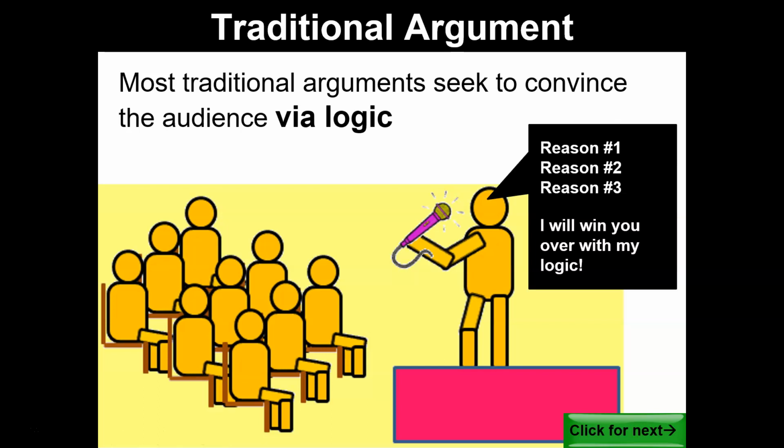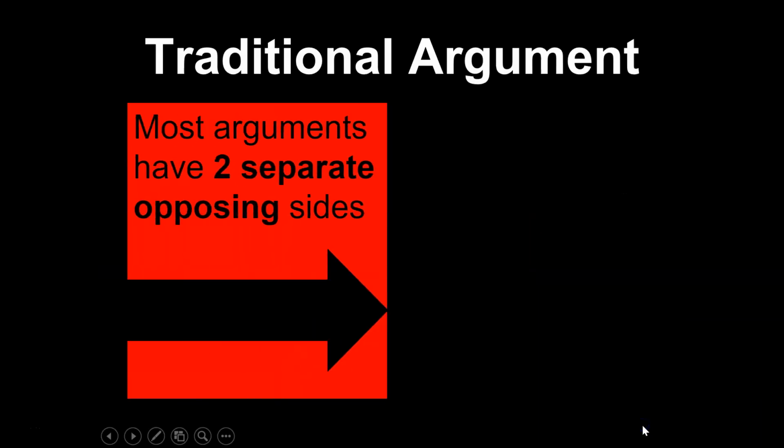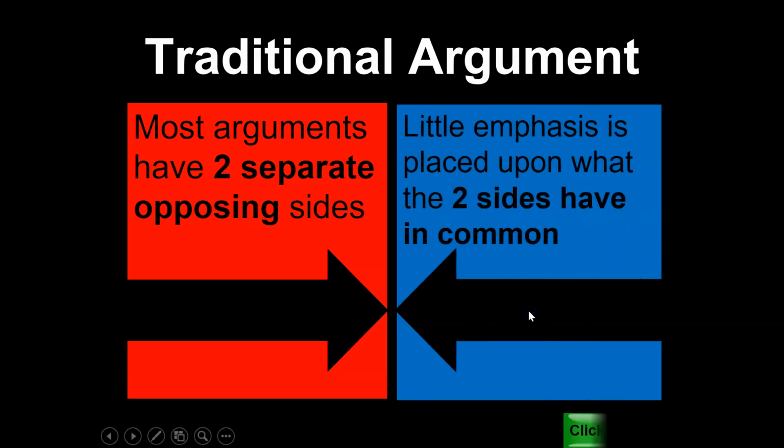This is my first reason, my second reason, my third reason. I'm going to win you over with my logic. A traditional argument has two separate sides, two sides that oppose one another, and there's not a whole lot of emphasis on common ground, what the two sides might have in common.